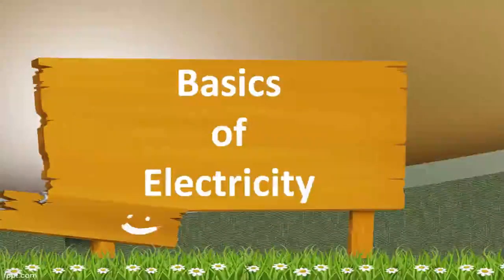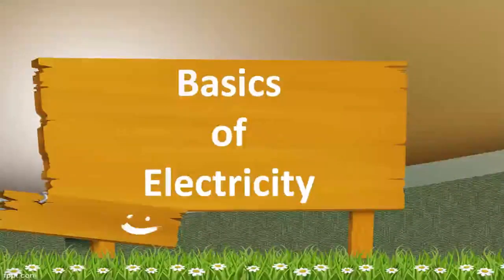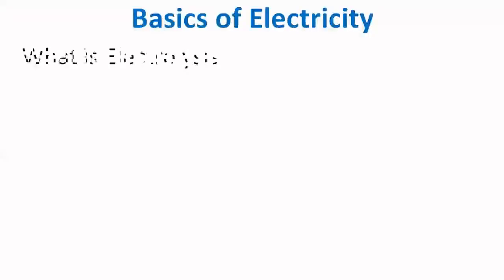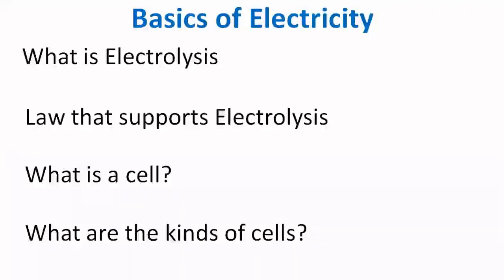In the course, we are going to cover basic concepts like electrolysis and the important law which supports this electrolysis. I would like to say about the basic ideas like what is a cell and the different types of cells, and why we are really in need of various cells. In the forthcoming session, we are going to start with the topic electrolysis.